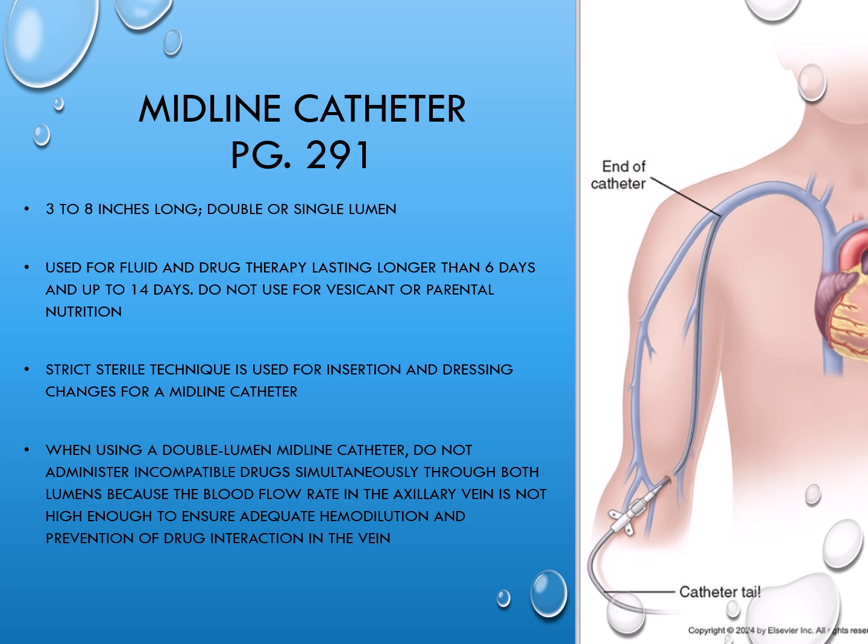When using a double lumen midline catheter, you don't want to administer incompatible drugs simultaneously through both lumens because the blood flow rate in the axillary vein is not high enough to ensure adequate hemodilution and prevention of drug interaction in the vein.